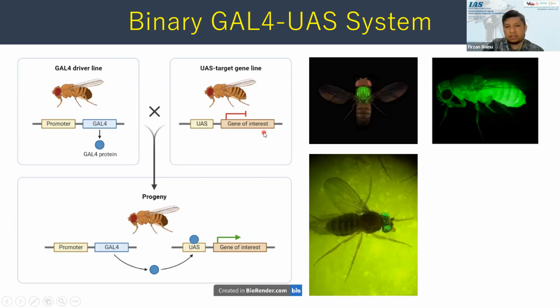For example, if you're interested in one particular gene that plays a role in your research, you can insert the gene in here, and then you do the mating, and then the Gal4 will induce the expression of this gene of interest. For example, in here, the gene of interest is GFP. We can take a look. We can express the GFP in a particular tissue based on the promoter that we choose.